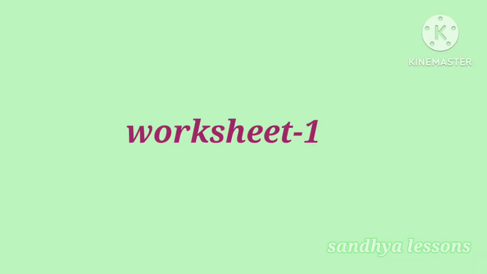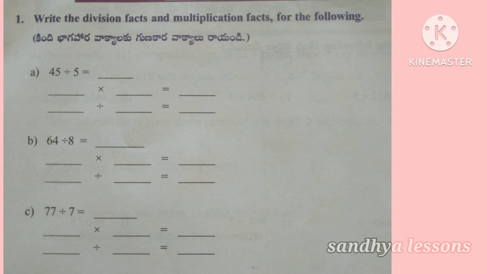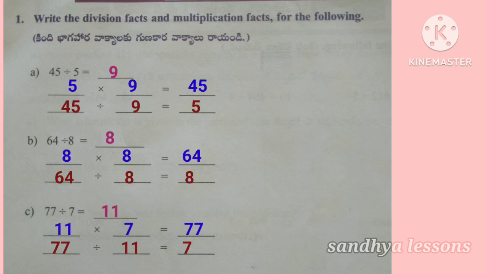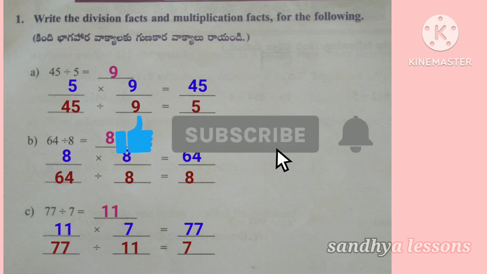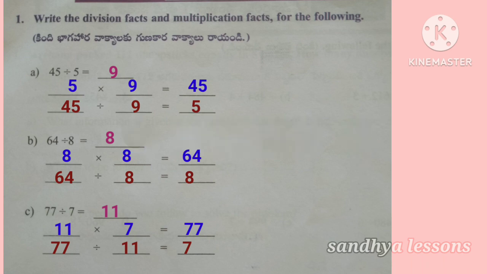Worksheet 1. First Roman, write the division facts and multiplication facts for the following. A problem. 45 divided by 5 is equals to 9. Multiplication facts and division facts are 5 into 9 is equal to 45. 45 divided by 9 is equals to 5.